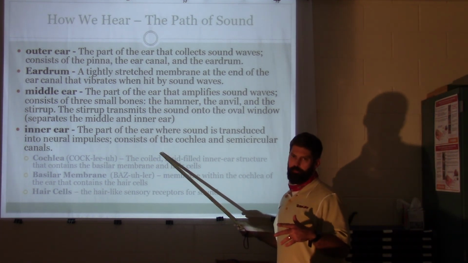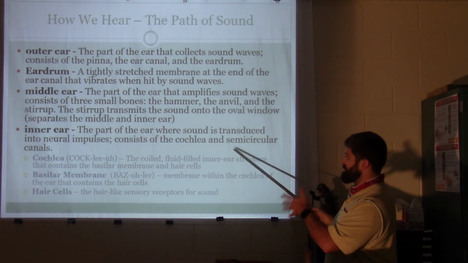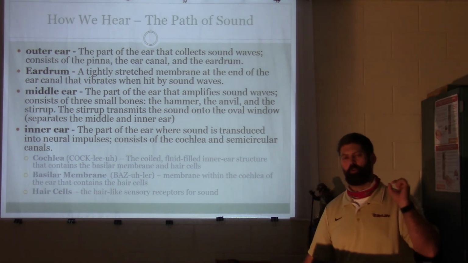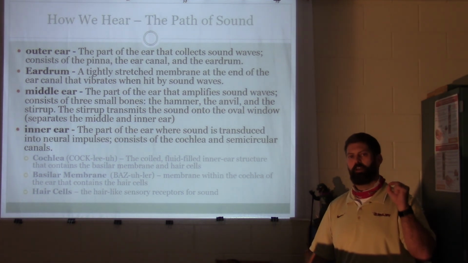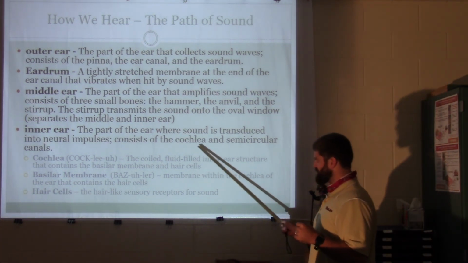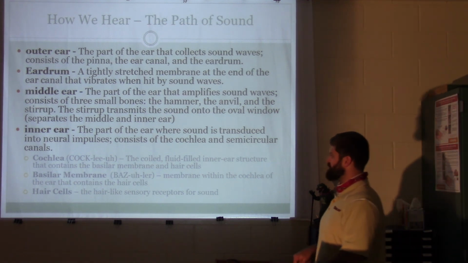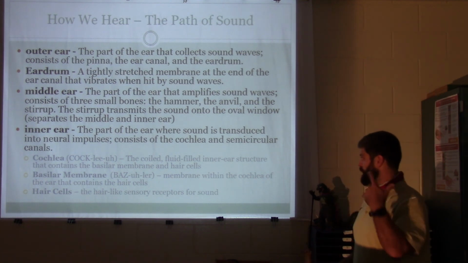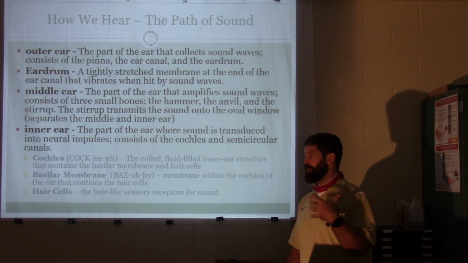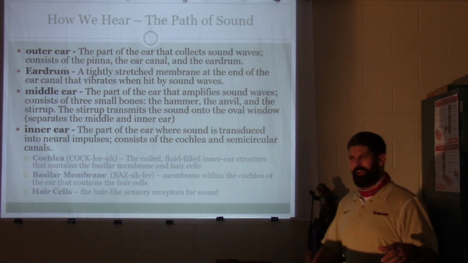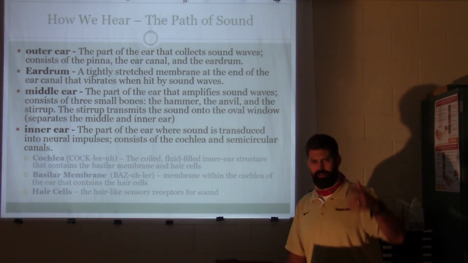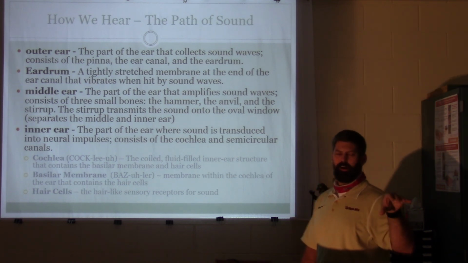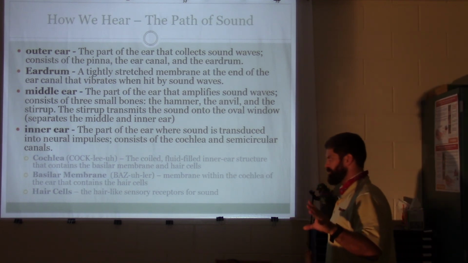And the inner ear is where the magic happens. This is the part of the ear where sound is transduced, where the sound wave is actually changed into an electrical neural impulse. So this consists of the cochlea and the semicircular canals. The cochlea is the coiled, fluid-filled inner ear structure that contains the basilar membrane and hair cells. It looks like a seashell or a cinnamon bun, so it goes round and round, and it looks like it's funneling sound waves somehow, some way.